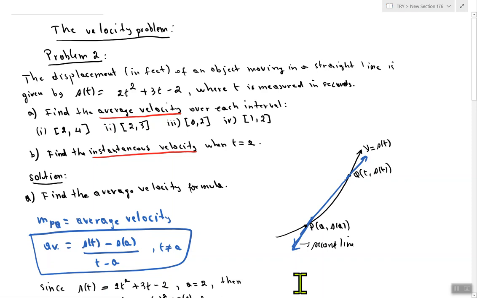Hello, I'm going to explain the velocity problem. This is still in chapter 2, section 1. This is problem number 2.